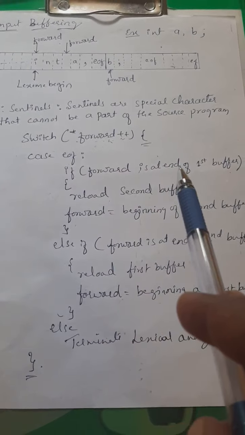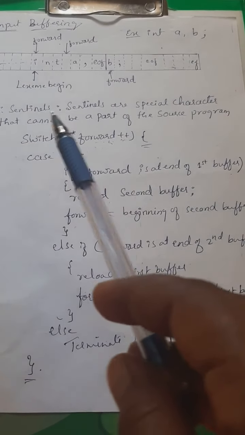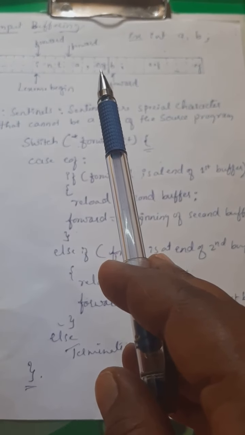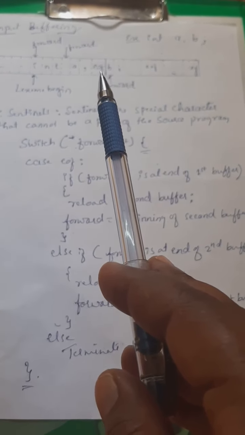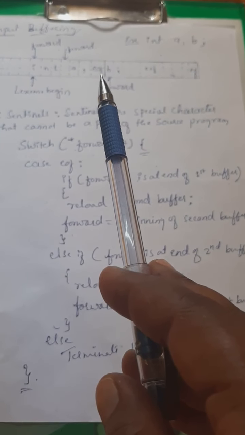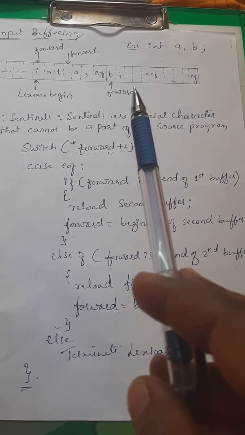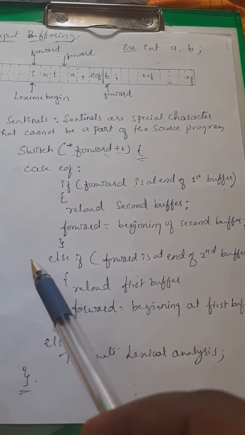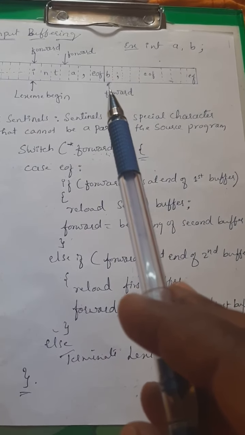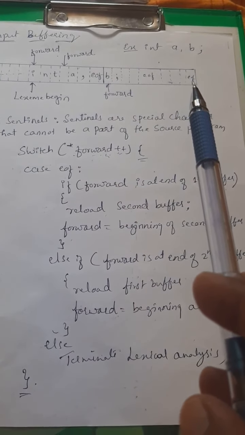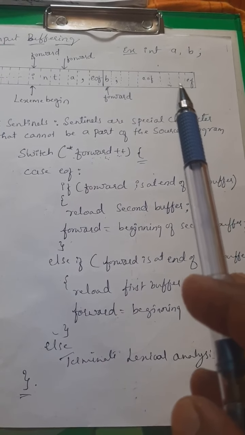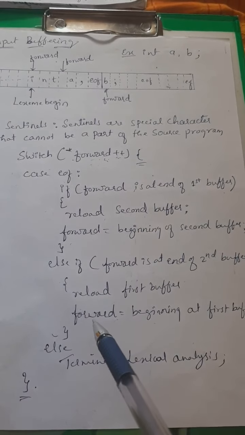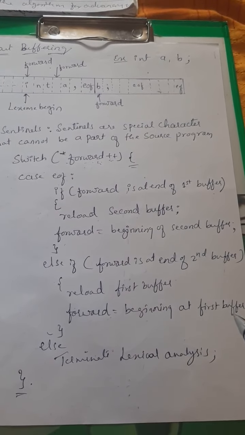If the forward pointer is at the end of the first buffer, meaning the forward pointer reached the end of the first buffer, obviously it sees the sentinel EOF. Then what will the compiler do? It will reload the second buffer and assign the forward pointer to the beginning of the second buffer. Else, if the forward pointer is at the end of the second buffer, then the first buffer is reloaded by the compiler, and it will assign the forward pointer to the beginning of the first buffer.